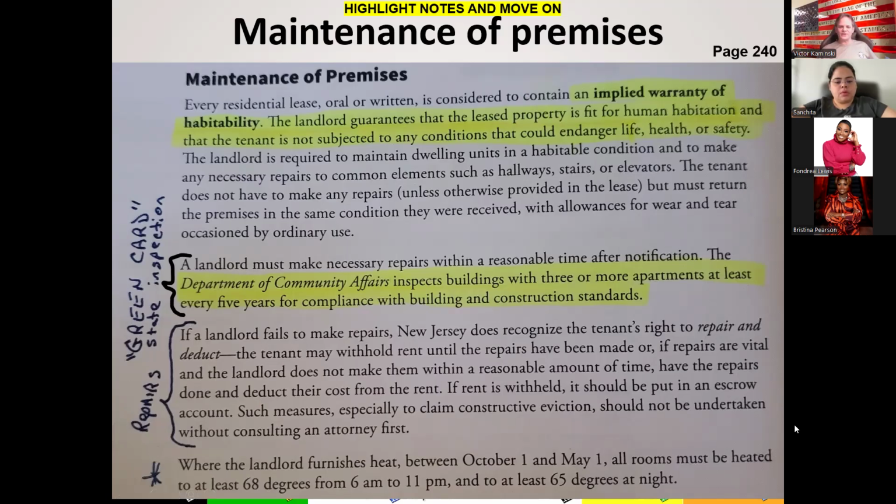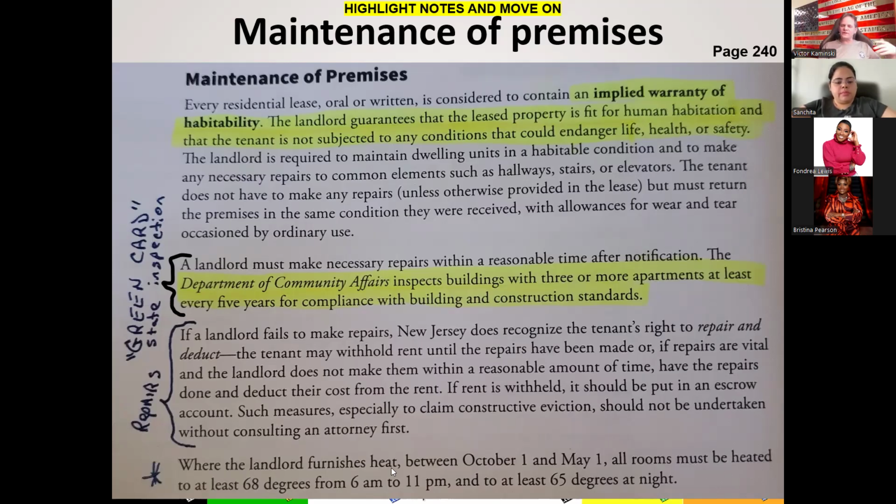That's why they say here, nothing should be done without consulting an attorney first, because a lot of people learn about these laws through the grapevine and they really don't know how it works. They end up getting screwed because they took the repair-and-deduct route from the rent, but they overcharge the landlord for the cost of those repairs, or they withhold the rent and then try to resume paying the rent, but they didn't keep all that back rent and pay the landlord when he did the repairs. Okay, now where the landlord furnishes heat between October 1 and May 1.